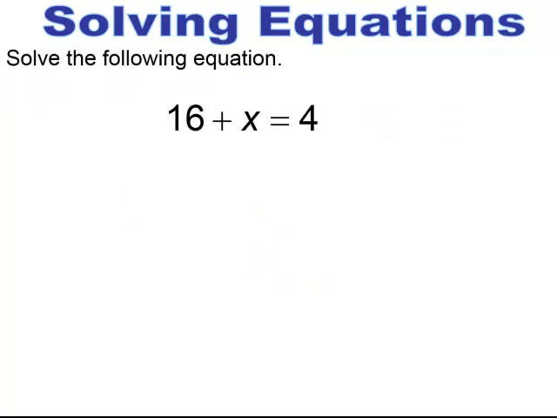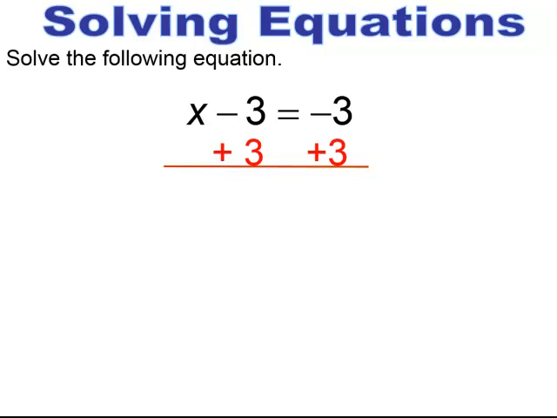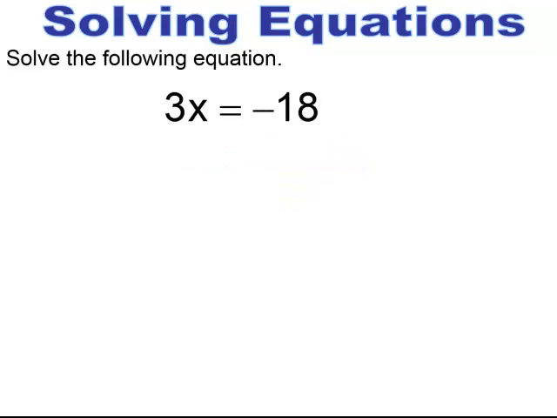Pause and try. So this is a positive 16. I'm going to subtract 16, and I'm going to get x equals a negative 12. Pause and try. I have to add 3 to both sides, and I end up getting x equals 0. Pause and try.